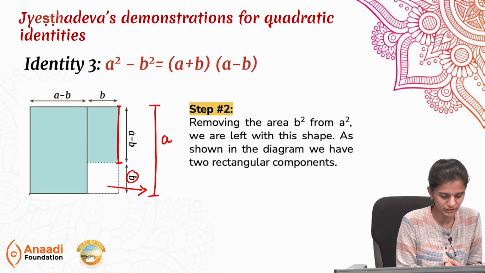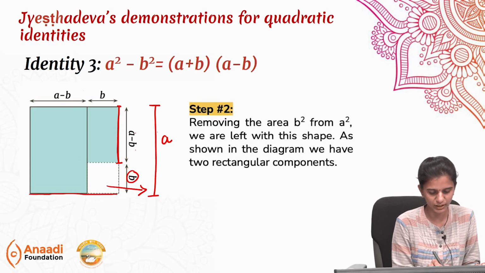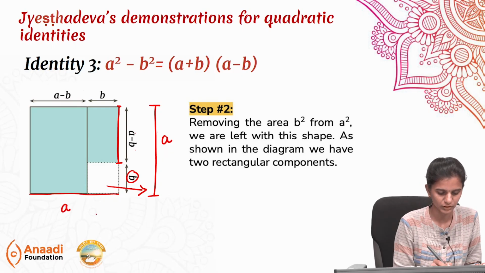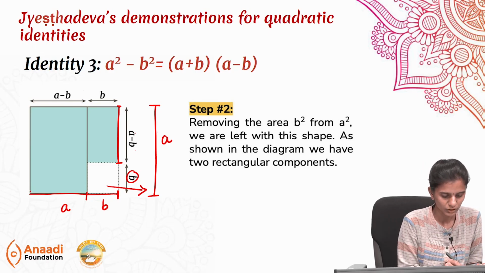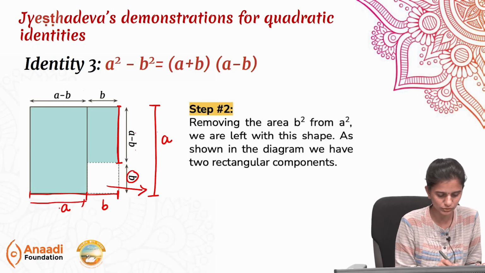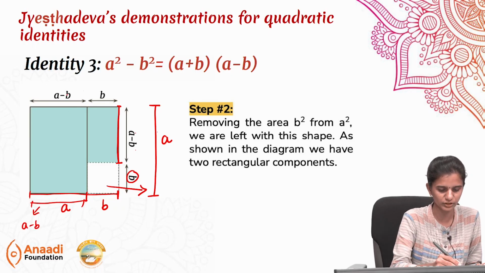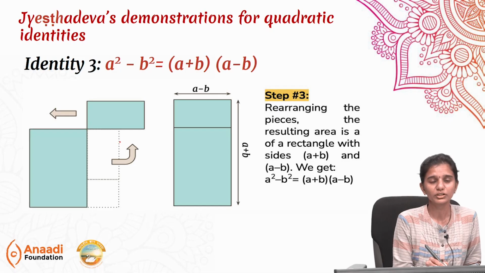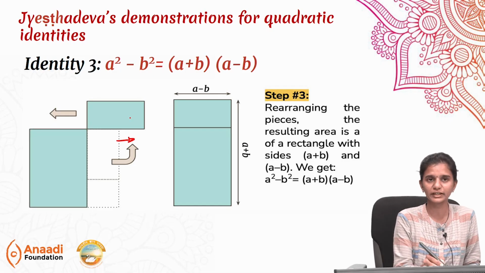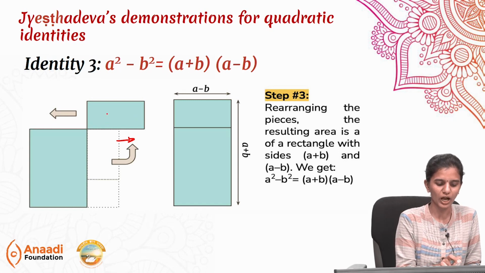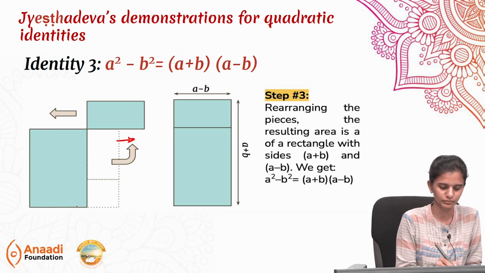The same way here, this was A, right? And this side length alone was B. So the length of this would be A minus B, same as given here. Now, the rectangle that was here, we take it, flip it and put it above this rectangle.